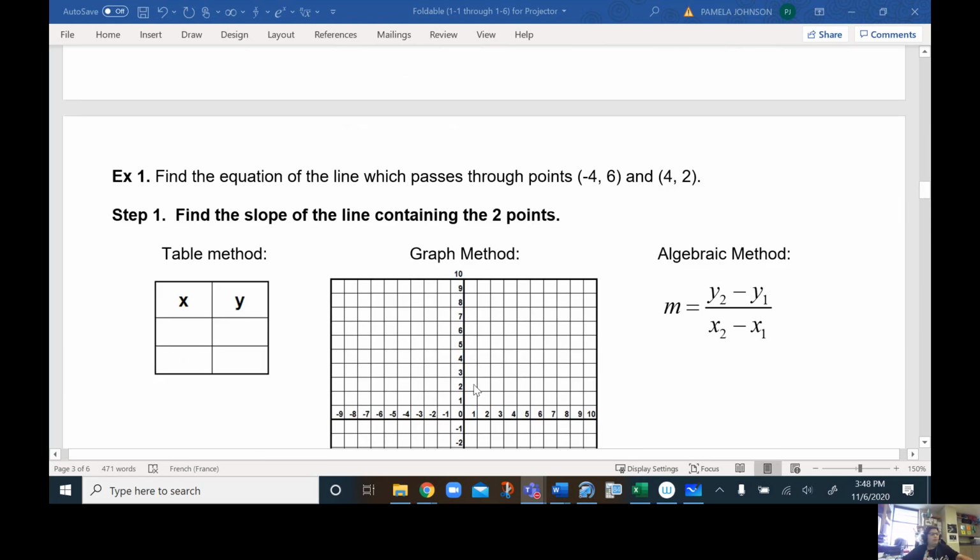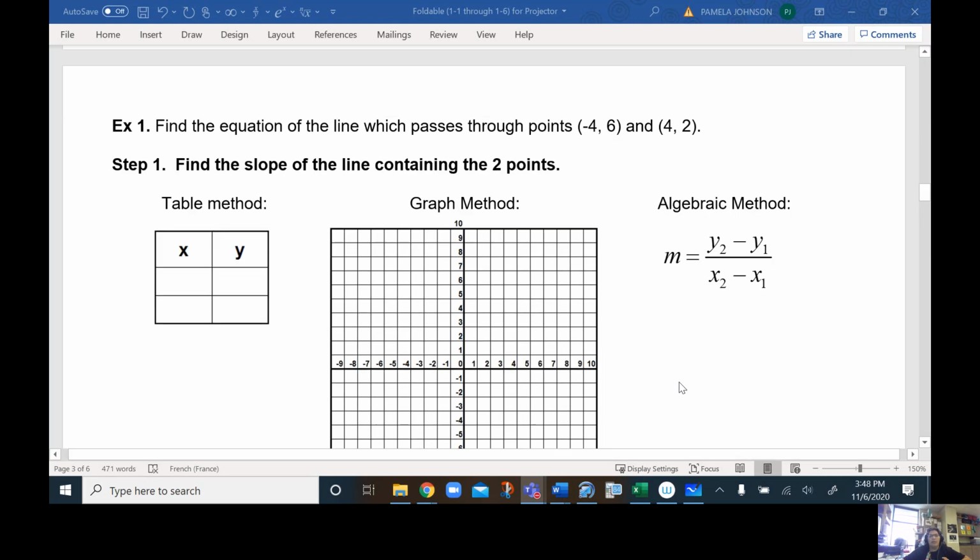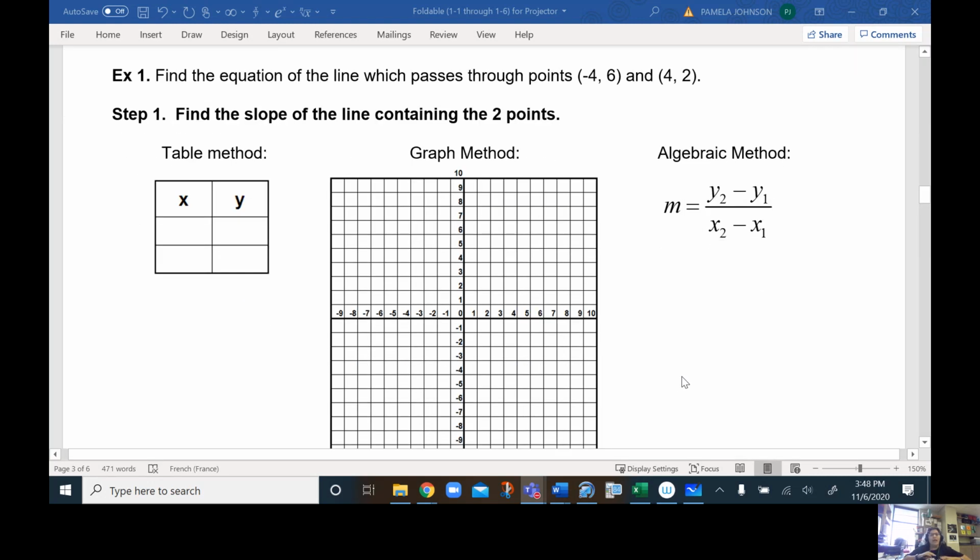our first example. Find the equation of a line that passes through the points negative 4, 6 and 4, 2. So we're finding the slope of the line containing 2 points. The first thing that we have to do when we write this equation is find that slope. We have found slope before, and I'm going to show you all 3 ways that we've used to find slope before. Pick the method that works best for you.